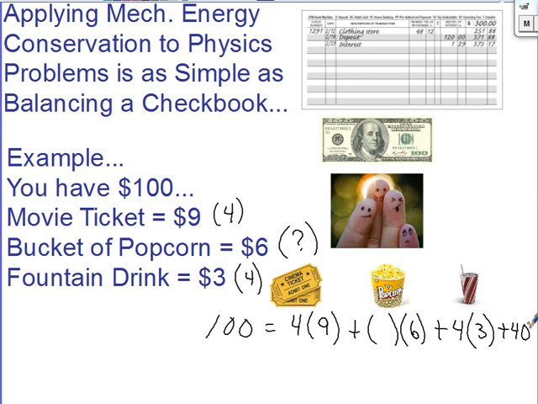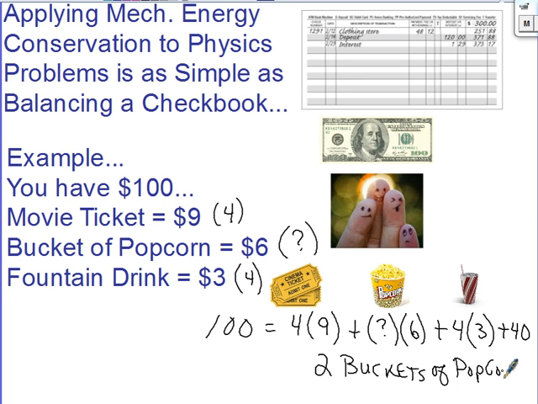All you really have to do now is figure out how many buckets of popcorn you've purchased. And so if you can do this kind of math, then you can certainly do the kind of math that you would need to apply to mechanical energy conservation problems. So you would move things around, solve this, and you're going to see that you would actually buy 2 buckets of popcorn. And it really is that simple.